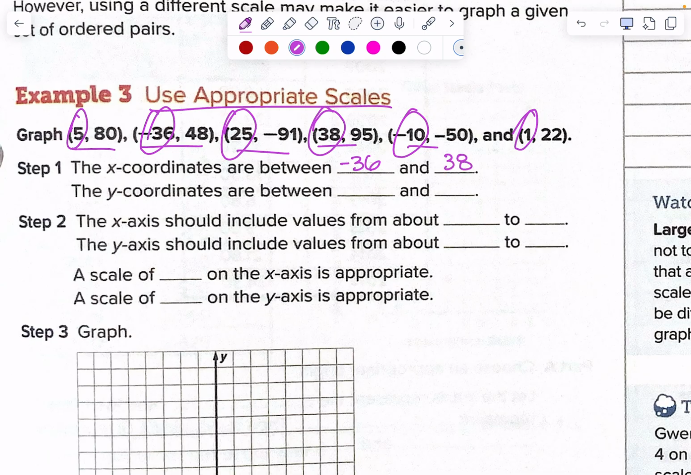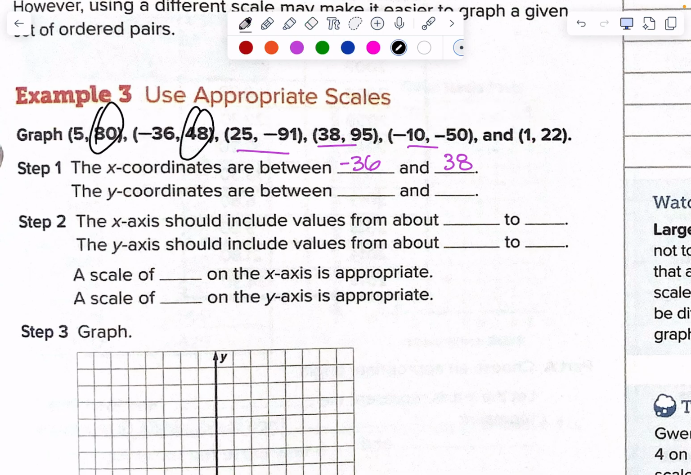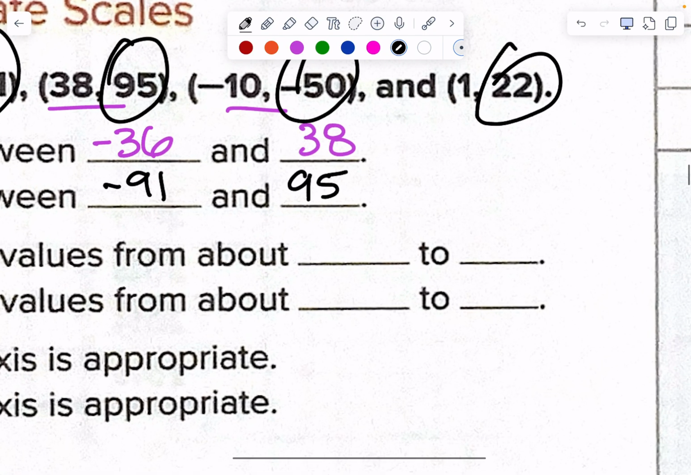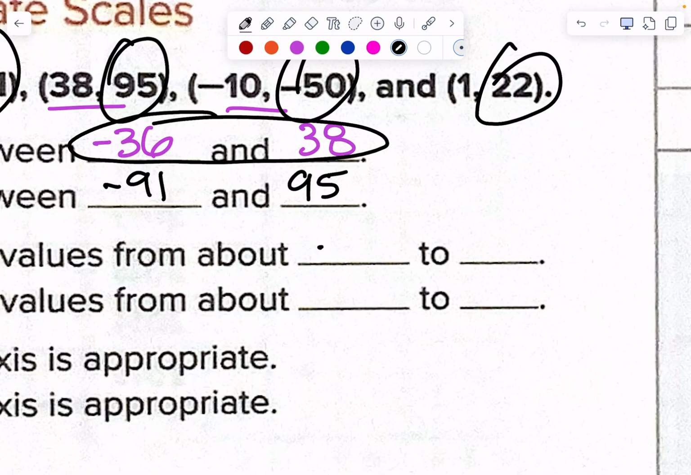The y coordinates are the other ones, the second coordinate. What are they going from? Negative 91 to 95. The x-axis should include values from about this much to about this much. So if I look at these, I would say negative 40 to 40. That sounds really good. What about the other one?